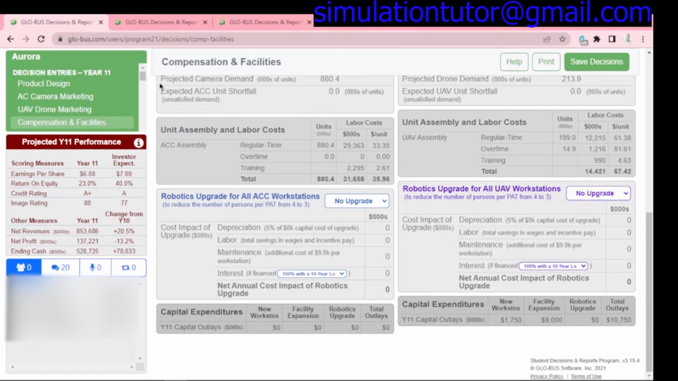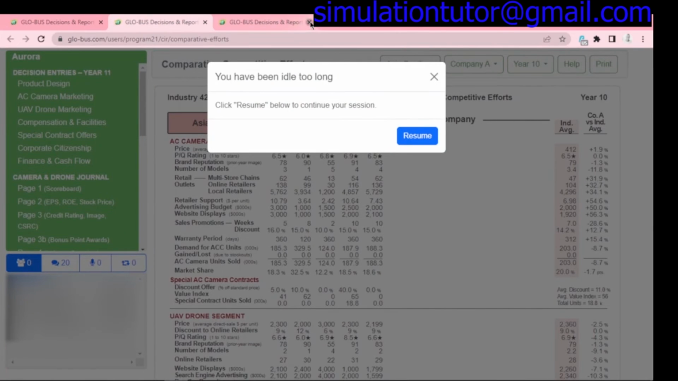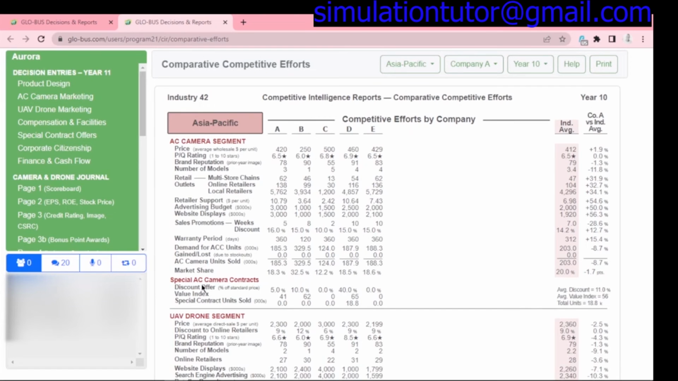Those are the decisions for compensation and facilities. Next we'll go to special contract offers. So under special contract offers, let me close these other tabs. You'll evaluate your CCE report and see the value index that won the last special contract.